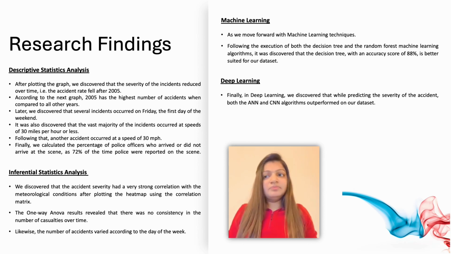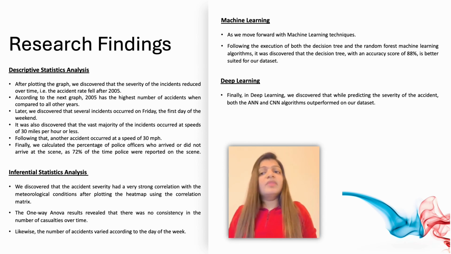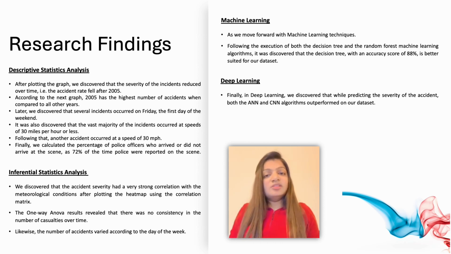It was also determined that the majority of incidents occurred on roads with a speed limit of 30 miles per hour or below. Next, if we talk about speed, accidents occurred at a speed of 30 miles per hour. Finally, we determined the percentage of cases where the police attended the scene or not, in which 72% of them attended and the others were not attended.